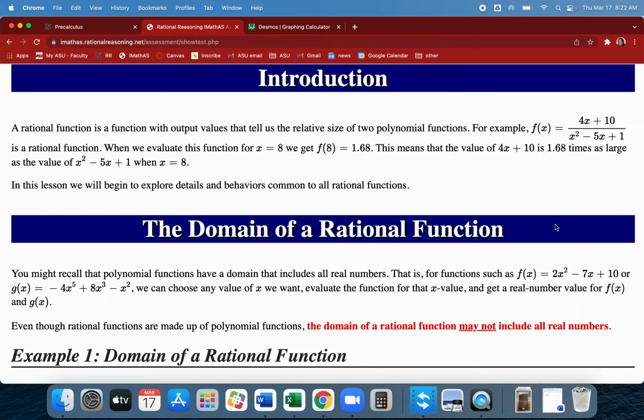Its value is probably going to overtake the numerator really quickly, even though it starts out when x is 0, the numerator is 10 and the denominator is 1. It's a 10 to 1 ratio. But by the time x is like 5, oh wait, actually at x equals 5, the denominator is still 1. Let's say when x is 10, the numerator would be 40 plus 10, 50, and the denominator would be 51, 100 minus 50 plus 1.